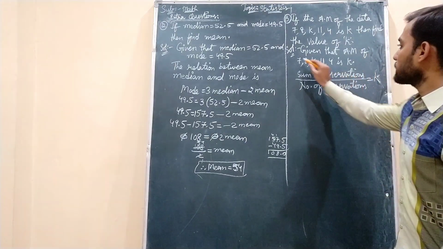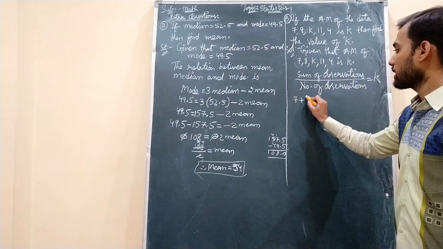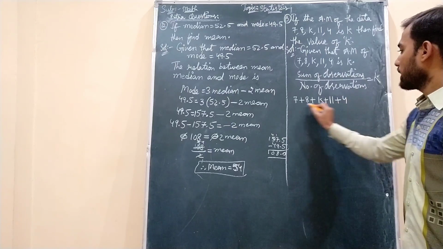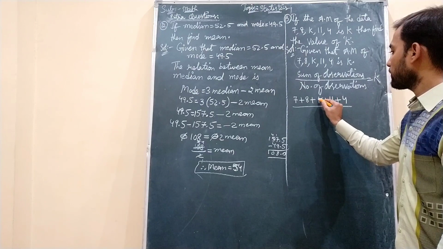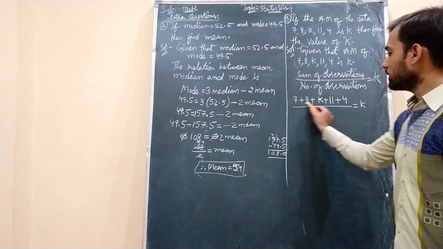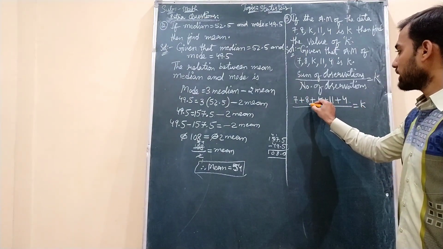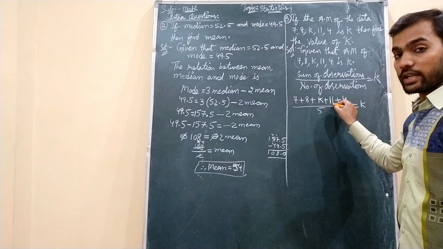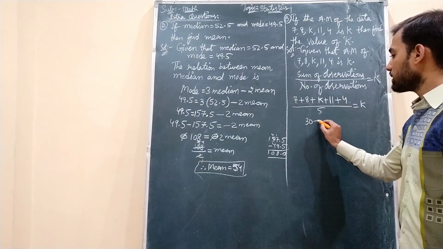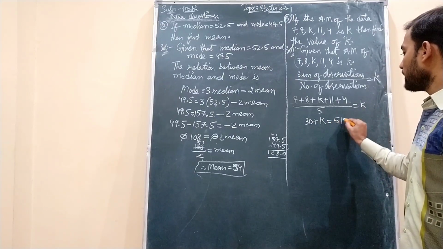So sum of observations means there are 5 observations given. So we will add them: 7 plus 8 plus k plus 11 plus 4, divided by the number of observations, 5, is equal to k. Now we need to add all these observations. When you add them, 7 plus 8 you will get 15, 15 plus 11 is 26, plus 4 is 30. So 30 plus k remains as it is. Then this 5 into k will be 5k.